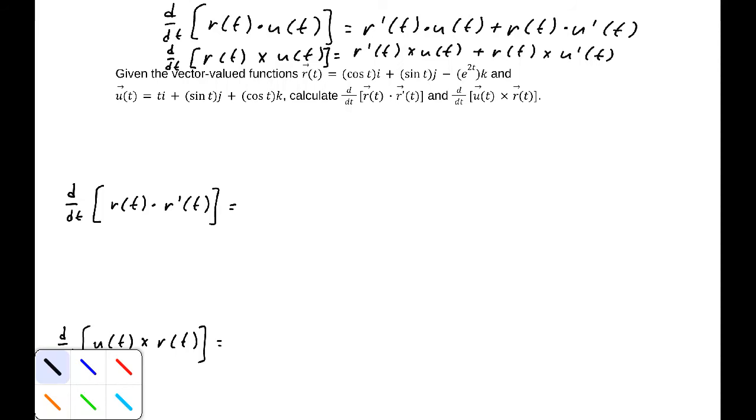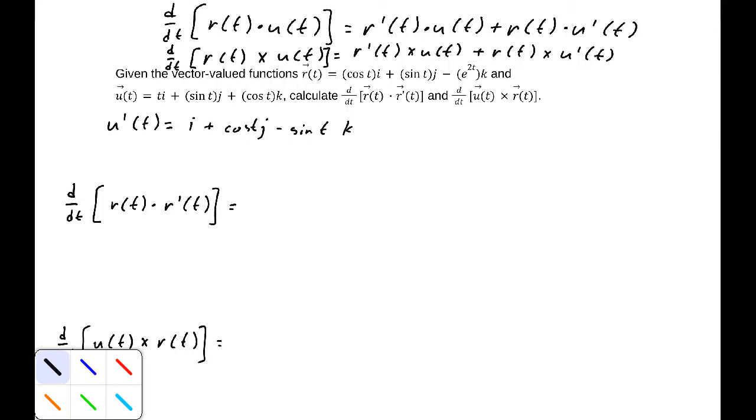And because one of our functions is r prime of t, we actually need to find the second derivative of r as well. So let's first find u prime of t. Again, these are vector valued functions, although I'm not drawing the arrows over them. That is understood. So the derivative of u of t is 1 i, so just i, plus cosine t j, minus sine of t k.